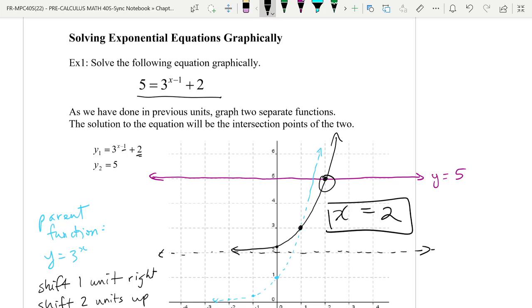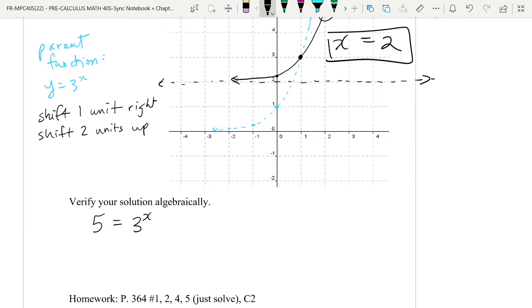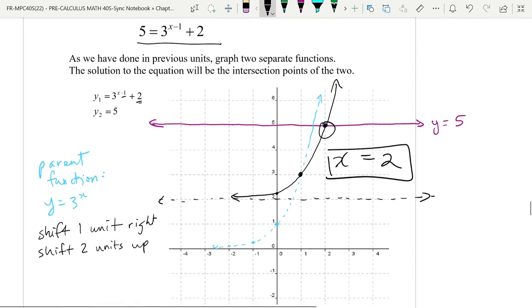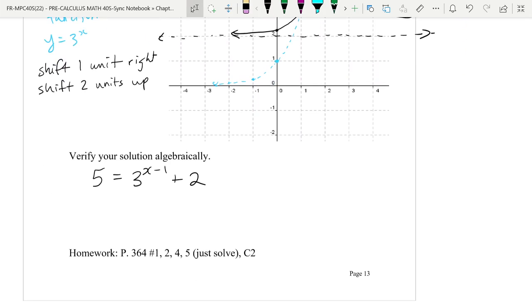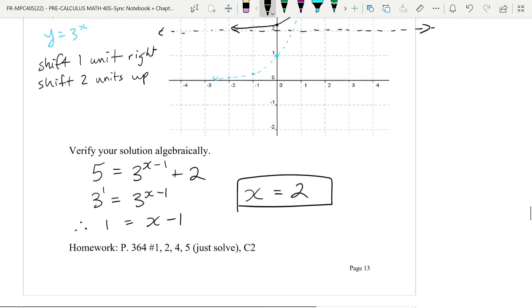Let's check it algebraically. So 5 equals 3 to the x minus 1 plus 2, right? Let me double check. Did I copy that right? Yep. Okay, so step 1 is I'd move the 2 to the other side of the equation. And then I'd make a new equation. 3 to the 1 is equal to 3 to the x minus 1. Therefore, 1 is equal to x minus 1. So x is equal to 2. And there we go.